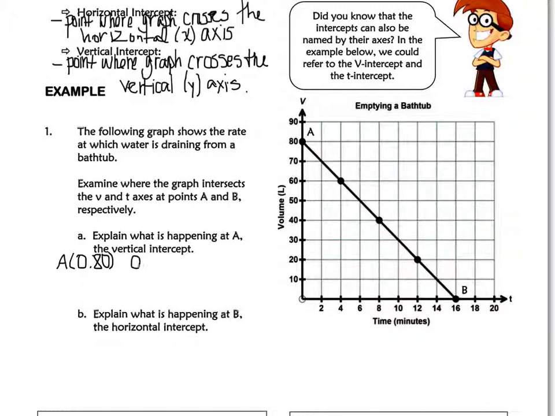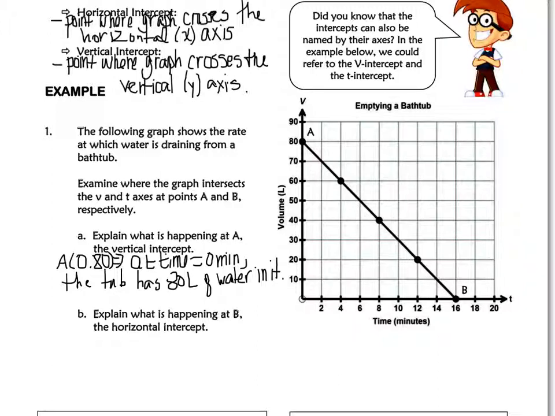So that means that time equals 0 minutes. The tub has 80 liters of water in it. Basically, when they first started looking at this, the tub was full and it had 80 liters of water in it. Now, explain what's happening at B, or the horizontal intercept.